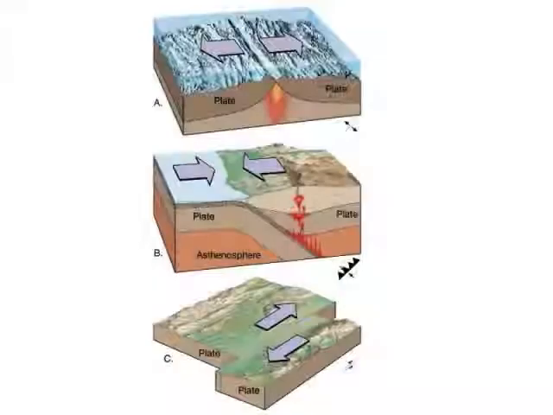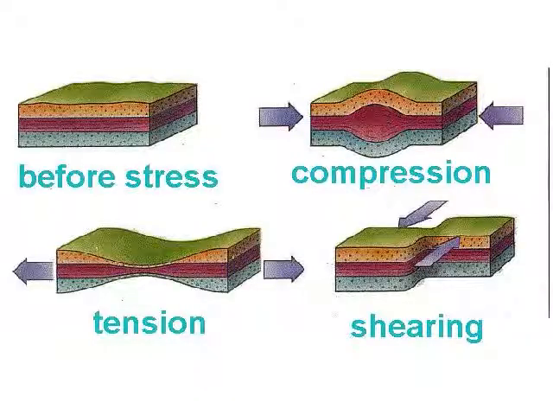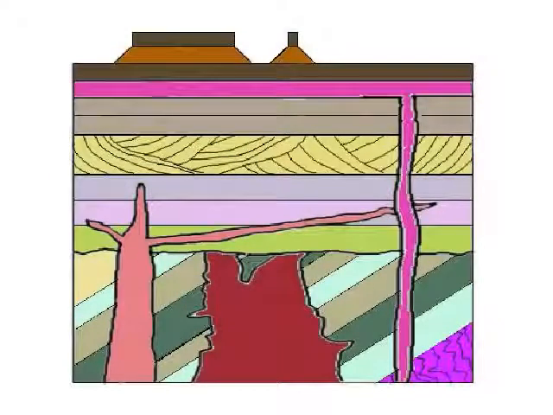Let's go back to divergent, convergent, and transform plate margin movement. These different movements cause crustal deformation. The Earth's crust bends or breaks. The energy released by these movements puts the crust under such stress that it bends or breaks. This is how rock structures are formed.